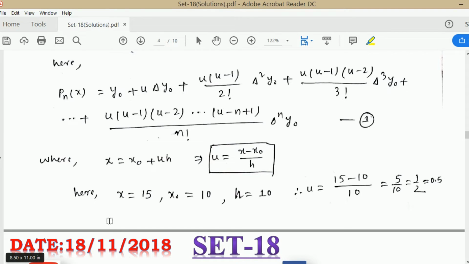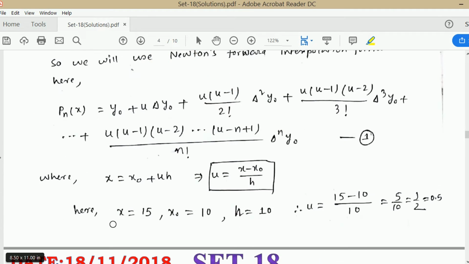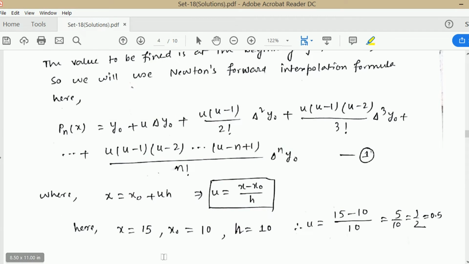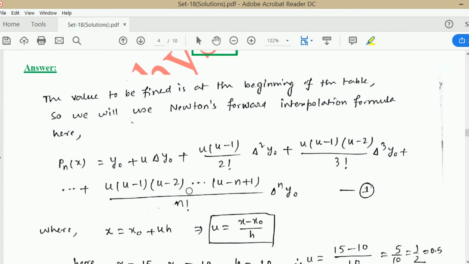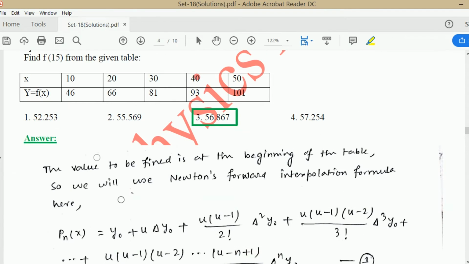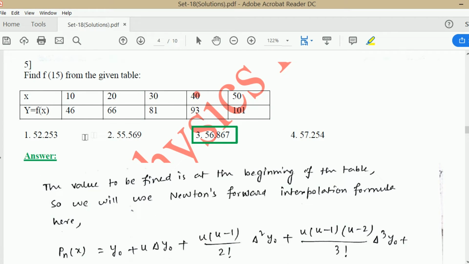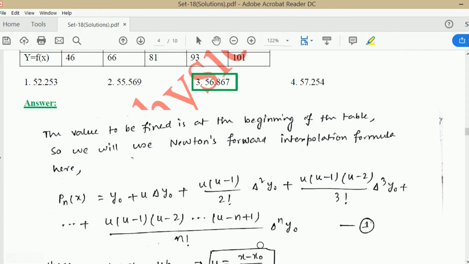Now what are the values we are given? x equals 15, so at that point we have to find the value. x0, the initial value, is 10. h is 10 because the values are 10, 20, 30, so the interval, or step size, is 10. Therefore u equals (15 minus 10) by 10 equals 0.5, so we have already got u. Now to apply this formula, we need to determine the delta values. To determine them, we should construct a forward difference table.